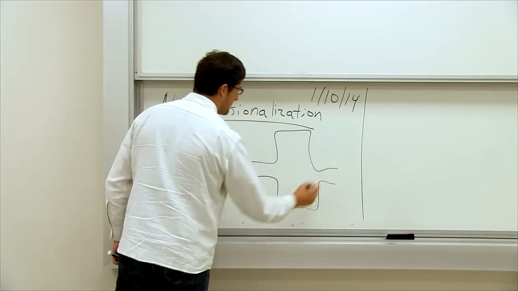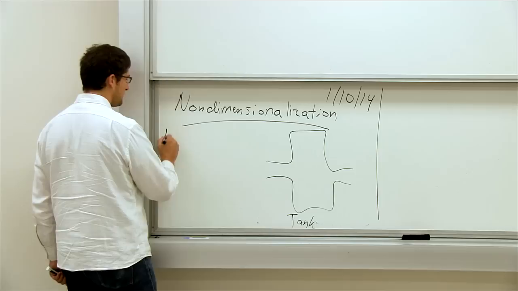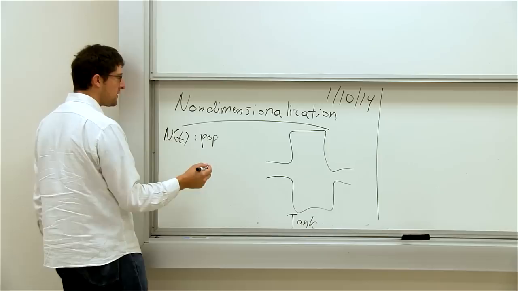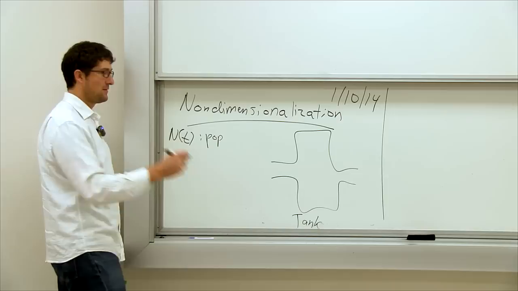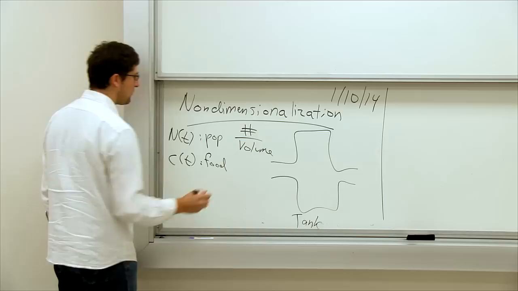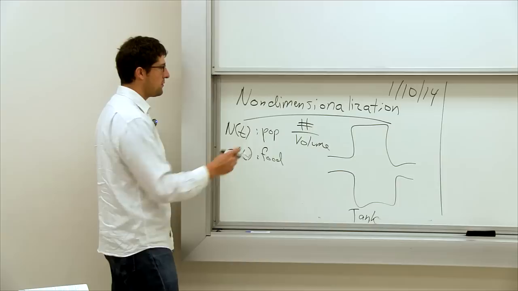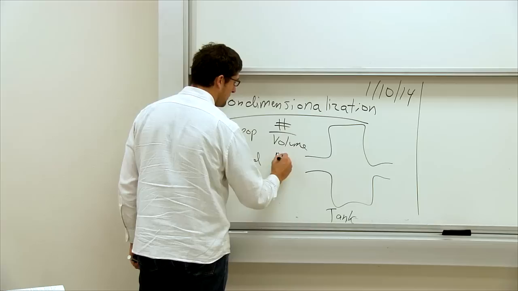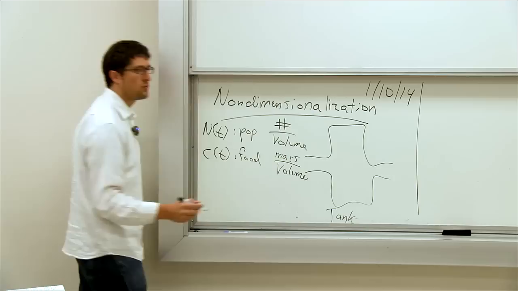We have a tank. We have bacteria living in the tank. This is the population of bacteria. What are the units for the population of bacteria again? Number per volume. That's right. Then there is the food over time. What is the unit for the food again? It wasn't number, but we wrote weight, right. Let's write it like this. Weight or mass divided by volume. So it's the concentration of food.